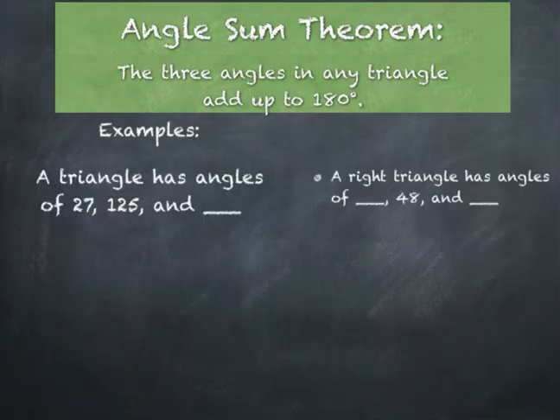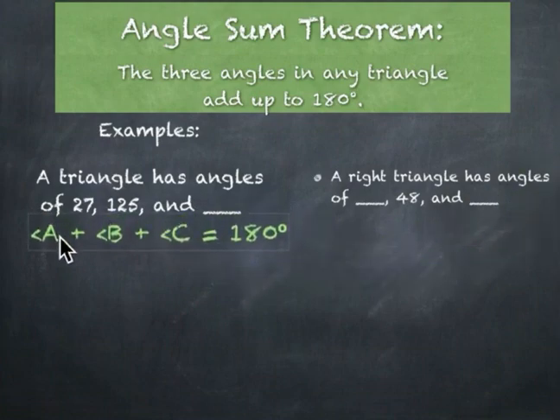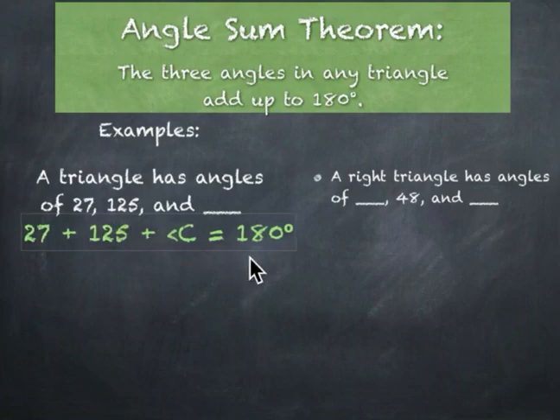So here's a couple of questions. The first question says that a triangle has angles of 27 degrees, 125 degrees, and what? And so in order to answer that question, we can use the equation angle A plus angle B plus angle C has to add up to 180. And we know that the first angle is 27 degrees, and the second angle is 125 degrees. And so if we were to subtract those from 180, we'll get angle C. And so if we do that, 180 minus 27 minus 125 gives us 28 degrees.